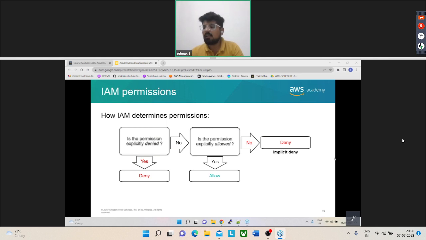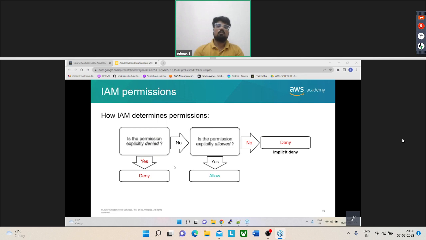Can an S3 bucket inline policy be applied to another S3 bucket? No, Nitin. I've told you inline policies are unmanaged policies. They cannot be reused. The inline policy which you have created for that photo bucket cannot be applied to another S3 bucket. Suppose the other S3 bucket name is videos. For that videos bucket, you have to create a different inline policy. That is your resource-based policy.